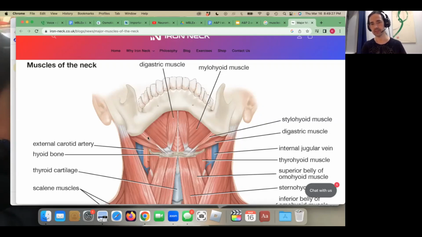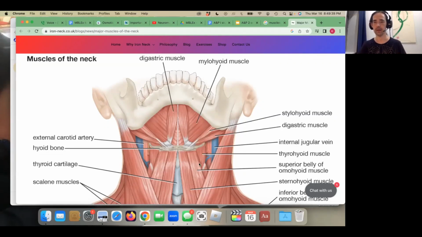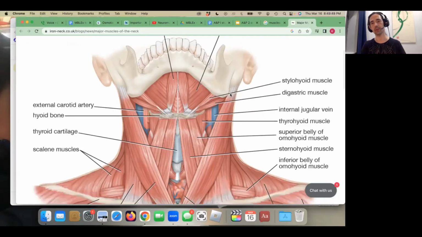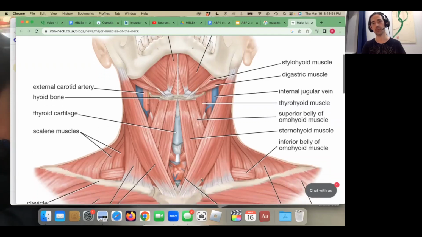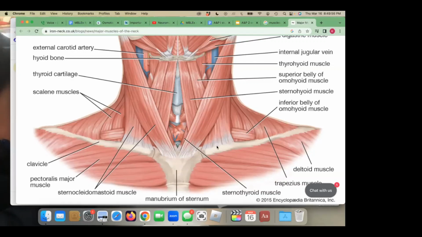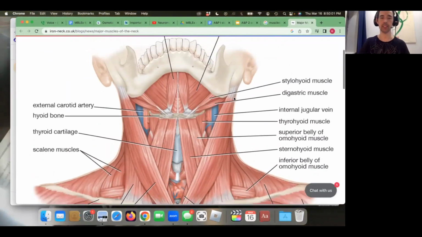And then you have the styloid muscle here, the hyoid bone, which is one of the few floating bones in the body. It's not attached to any other bones. There's actually a thyrohyoid muscle. There's an omohyoid muscle, a sternohyoid muscle, right? And then bordering them all is the sternocleidomastoid. Remember, it's the sternum, it's the clavicle for cleido, and then it's the mastoid process for sternocleidomastoid.